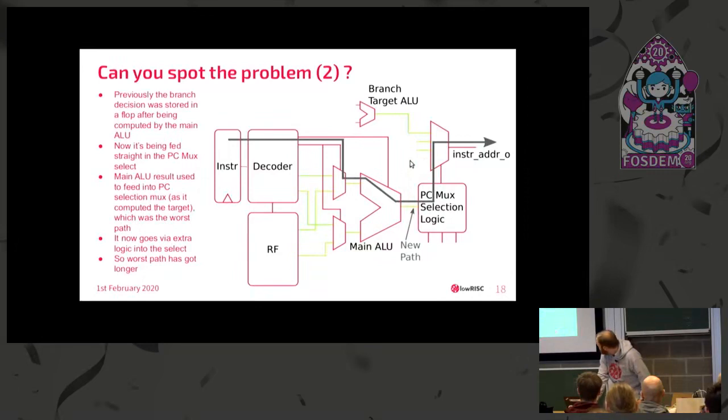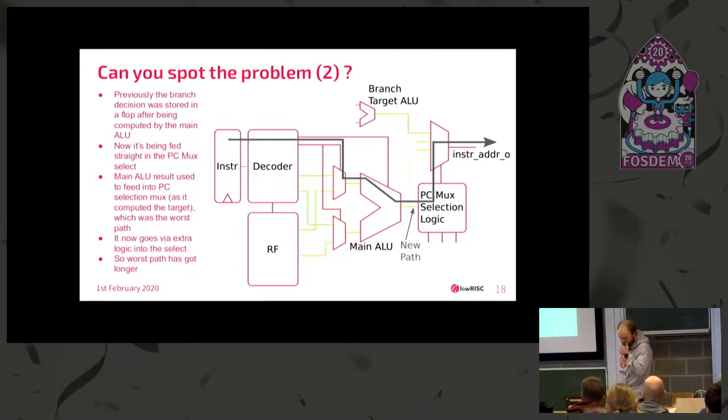We have just removed this dotted line because we now have this branch target ALU. And we've introduced this new line here. This is the condition coming out of the main ALU, and it feeds into the PC Mux selection logic. So what we've done is we've taken what was the longest path in the design, namely this dotted line here, and we've added just a little bit of extra stuff onto it because we now put the PC Mux selection logic in there because we're no longer saving the condition, we're using it immediately. And this has slowed us down.